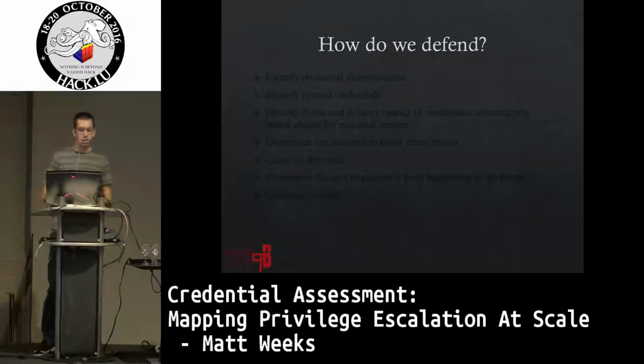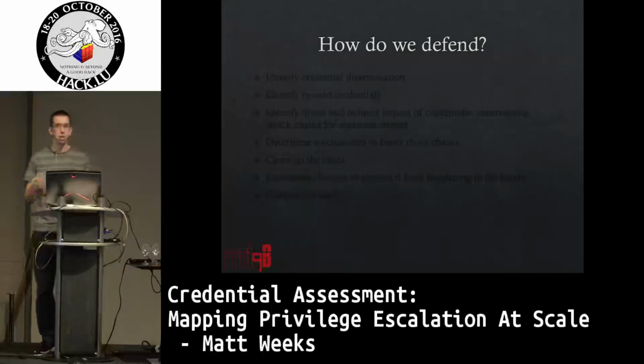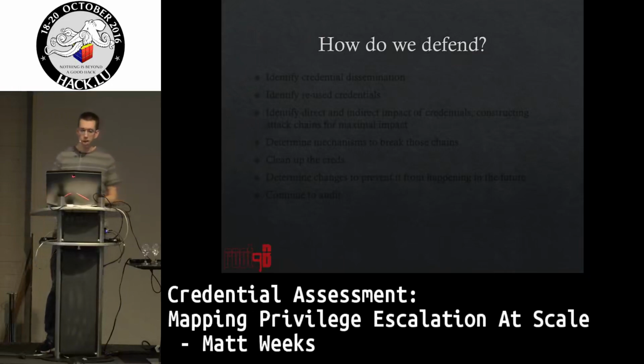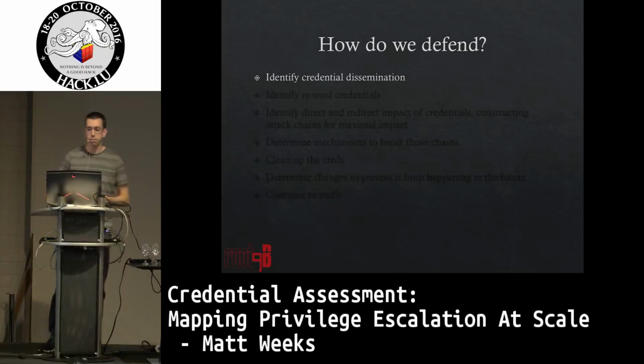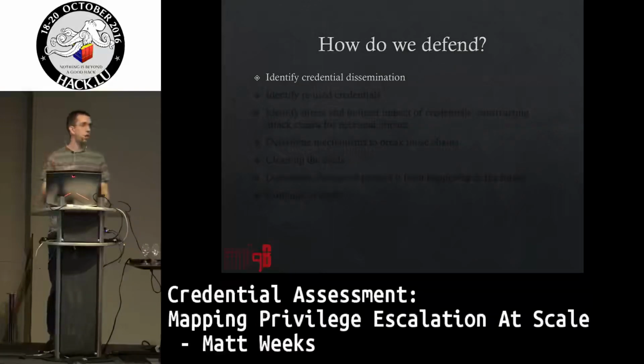So how do we defend against this? I'll show you what we do as part of our credential assessments. We'll go in and assess people's security, like probably many of you work at security companies where you do security assessments of companies, red teaming, pen testing, that kind of thing. I would suggest doing a credential assessment as well as a vulnerability assessment. The first thing that we'll do is identify the credential dissemination, figuring out where all the credentials are that we can find across all the systems on the network. The next thing we do is identify reused credentials. This is a huge initial vector, especially with things like local accounts.